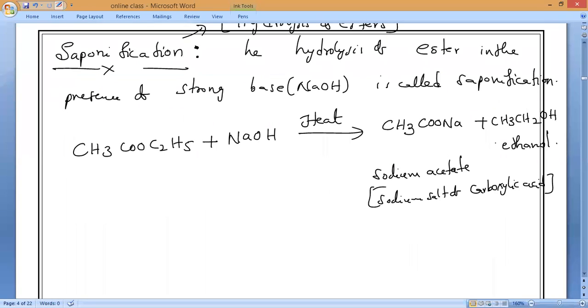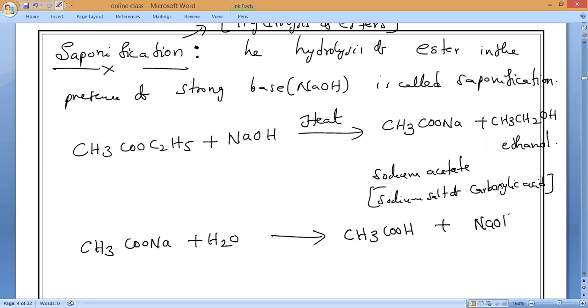Okay. And the reverse reaction we also know. If sodium acetate reacts with water, what will happen? CH3COONa, sodium acetate, reacting with water. We already studied this one. We get CH3COOH plus sodium hydroxide. Understand? We will get acetic acid or ethanoic acid plus sodium hydroxide. Is it okay, everybody?